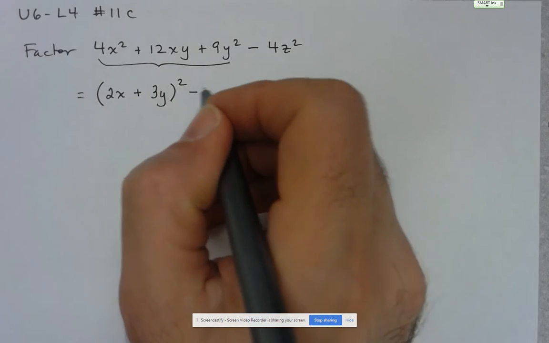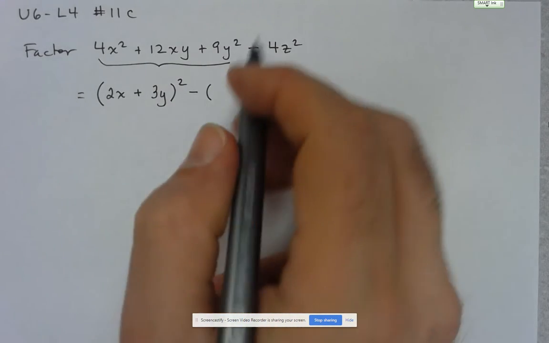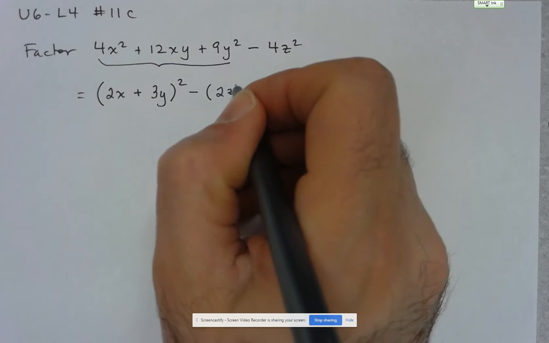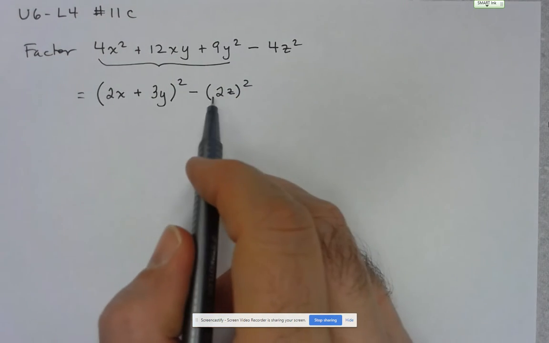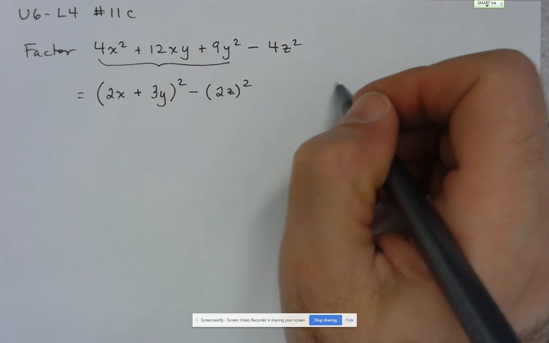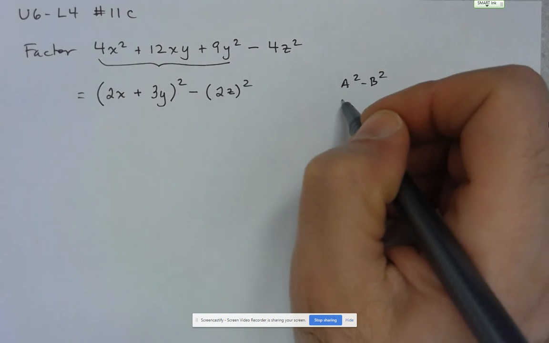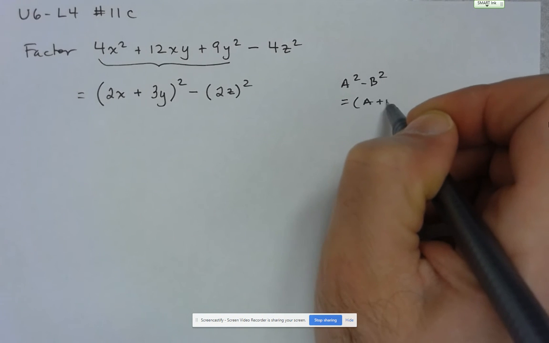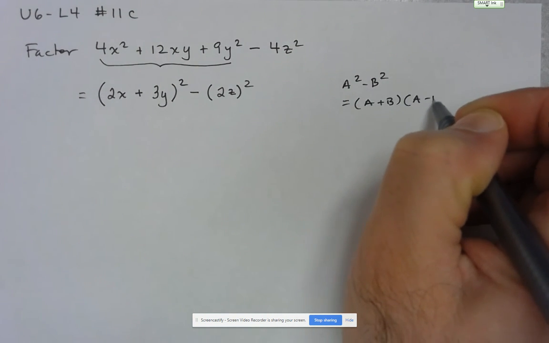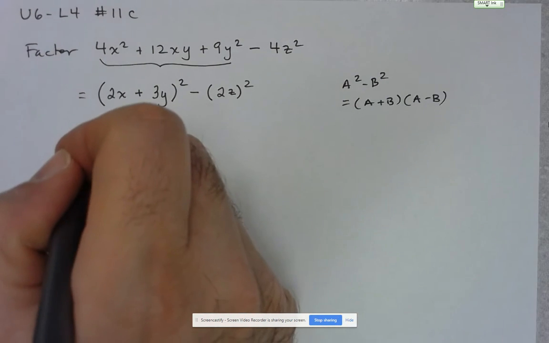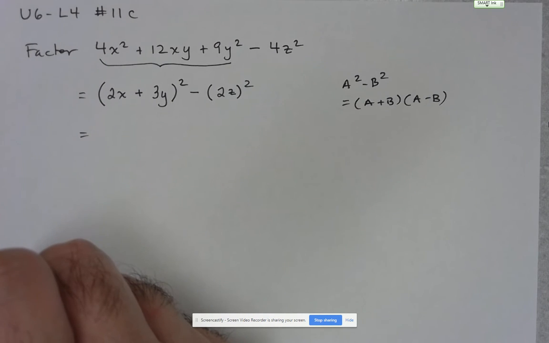All right, and then I have the subtraction of this other perfect square, which is 2z all squared, and now I have a difference of squares. So in other words, I have a squared minus b squared, which of course factors to the first plus the second times the first minus the second. And so now I can just go ahead and apply that rule.